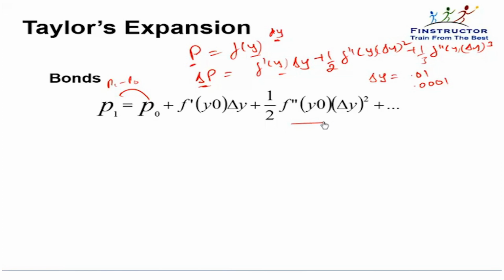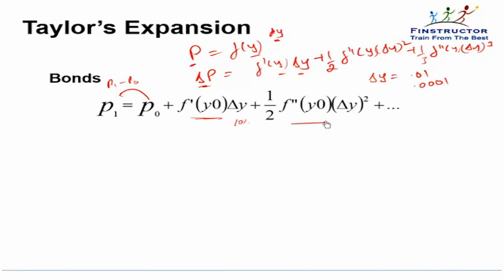That is, the first term is what you just studied. It was the duration estimate. That is, if yields change, the change will simply be duration times the yield change. If the yields change by 10%, we said it will be duration multiplied by 10%. This was incorrect. We studied that this was an approximation because we ignored this term.